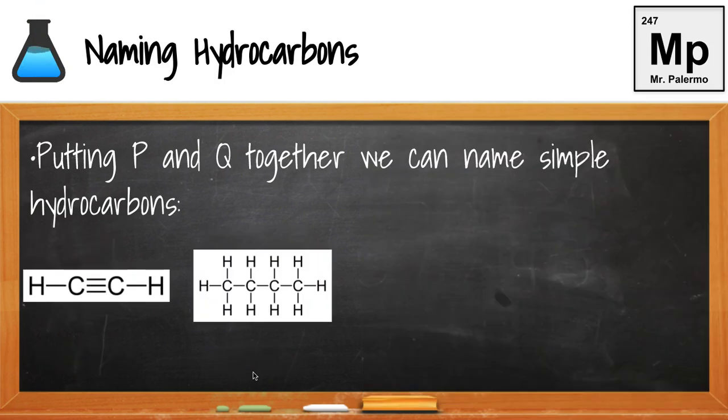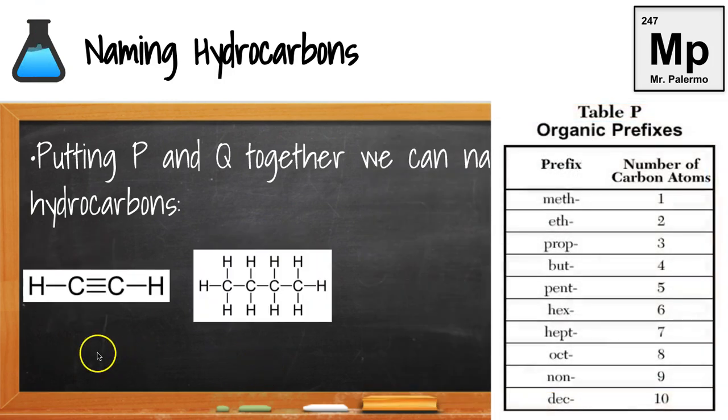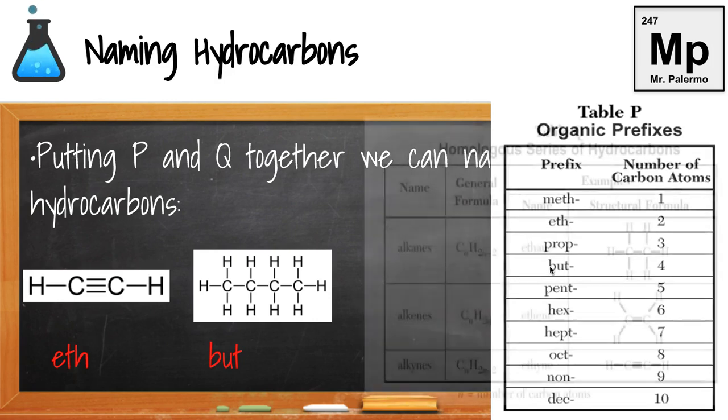Let's do the same thing for these 2 examples. So using table P, let's look at our prefixes here. We have 2 carbons, so 2 carbons is the prefix eth, and this example has 4 carbons, that's the prefix but. Now let's use table Q.